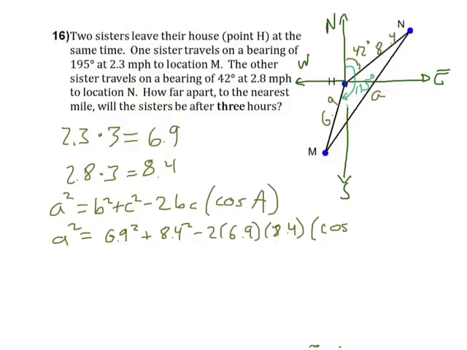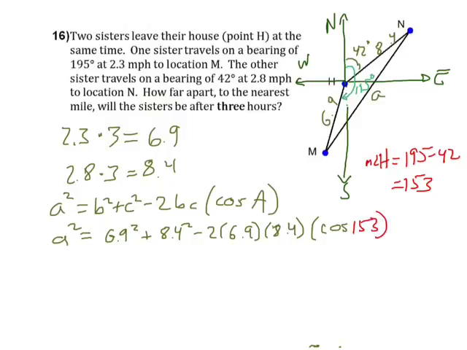What is that angle? That's a good question. Do we know that angle? Is it 195? Is it 42? Well, we're going to have to subtract those. It already has a label, it's called H. So the measure of angle H is going to be 195 minus 42, and that's going to be 153. So we want to find the cosine of 153.